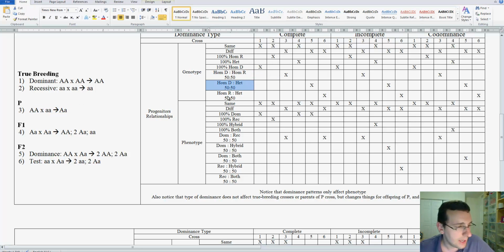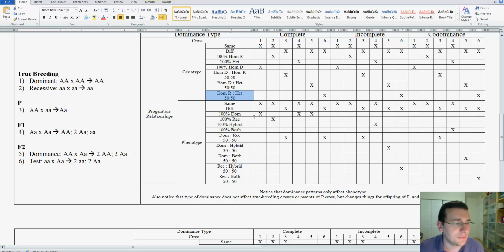What if they say that you get 50% homozygous dominant and 50% heterozygous? You should find that as the F2 cross, specifically the dominance F2 cross. And then if you talk about the homozygous recessive and the heterozygous, you're talking about the test cross, the F2 test cross. So you see how you can use the genotype, if that's given to you in the question, to quickly identify whatever they're talking about.